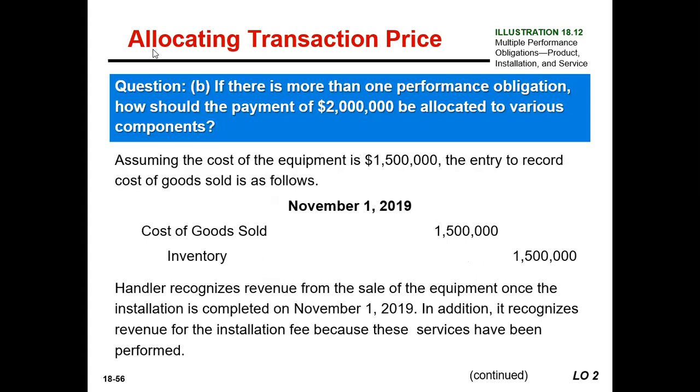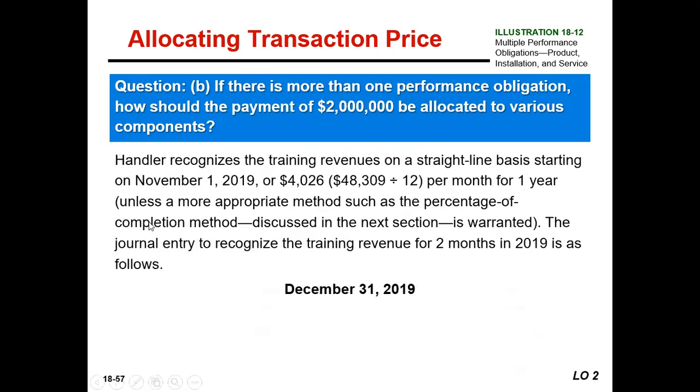and credit inventory, class. There was a call earlier from Ma'am Ritumi. So Handler recognizes revenue from the sale of the equipment once the installation is completed on November 1, 2019. In addition, it recognizes revenue for the installation fee because these services have been performed. So Handler recognizes the training revenues on a straight line basis starting November 1, 2019, or 4,026, that is 48,309.